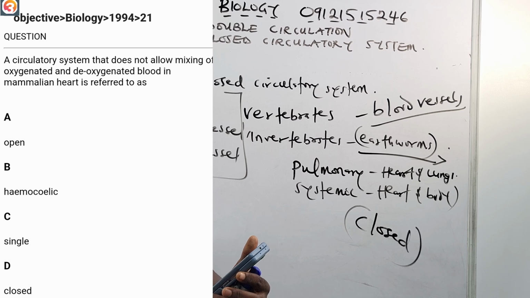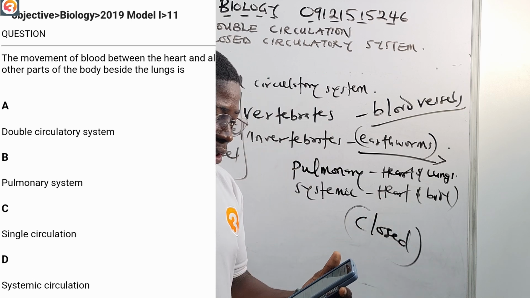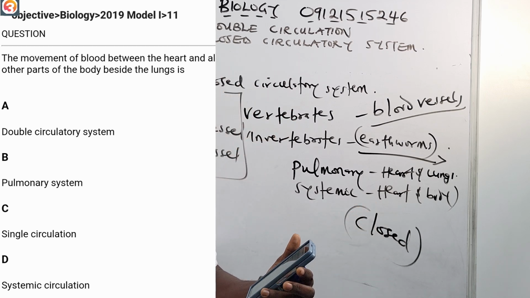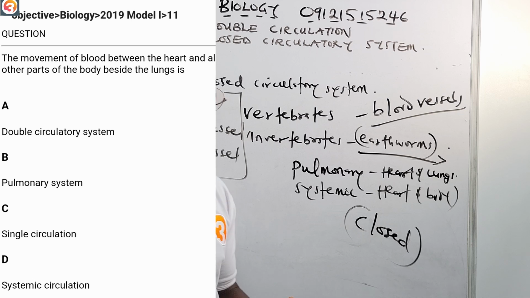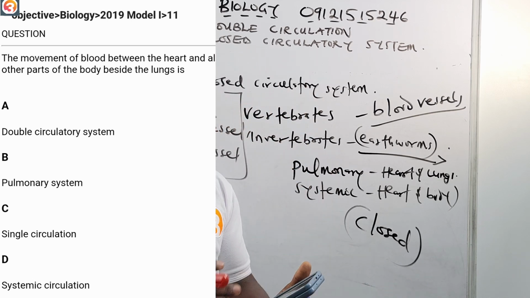Let's see more. 2019 number 11. They say the movement of blood between the heart and other parts of the body beside the lungs. Another repetition. The correct answer is also systemic, D, systemic circulation, as you can see there. Later you say they don't repeat past questions. They don't have any question to set again. You see that you are not serious. Download the application and start practicing immediately.